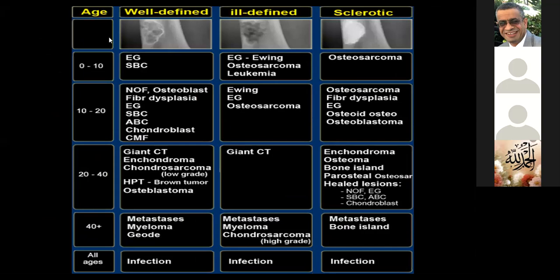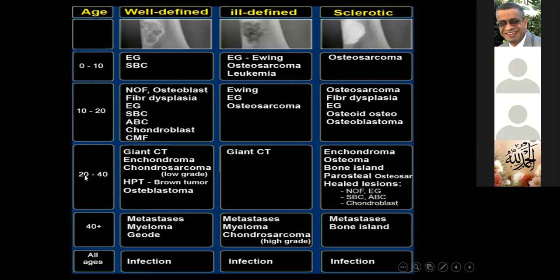According to the age of the patient and the different morphology of bone lesions, we see that eosinophilic granuloma is the most important differential diagnosis of a lytic lesion, whether well-defined or ill-defined, in the age below 20. It can also be sclerotic when it is healed. As we said before, a healed lesion may appear sclerotic in middle age.